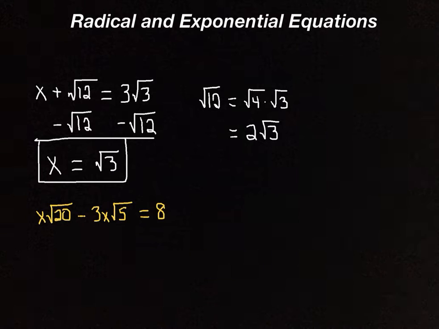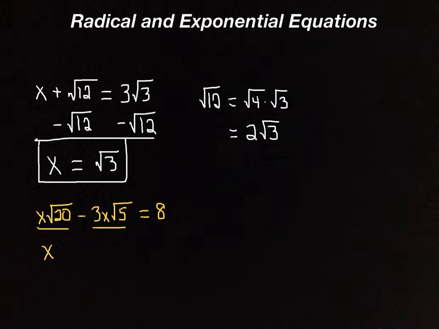Let's take a look at this next problem we have. We have x square root of 20 minus 3x square root of 5 equals 8. We want to try to get x by itself. Right now, I look at these two different terms and I see there's something in common with both of them. What is in common is an x, so I want to factor out an x.